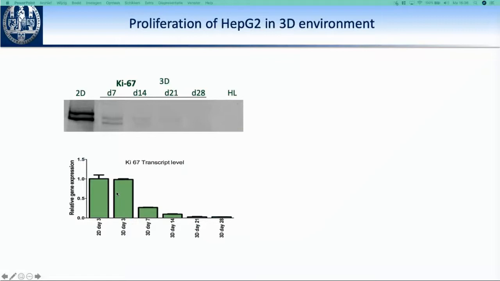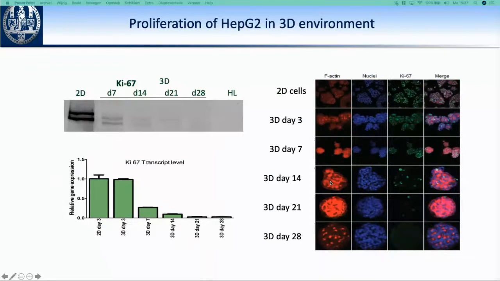So we also looked at the proliferation of these Hep2 spheroids. Normally in 2D, Hep2 cells are highly proliferative, but when they are cultured in this Matrigel layer, they stop proliferating after 14 days, which is shown by the Ki67 staining, also seen on the right here with the IF staining.